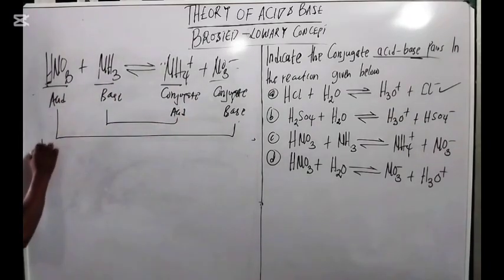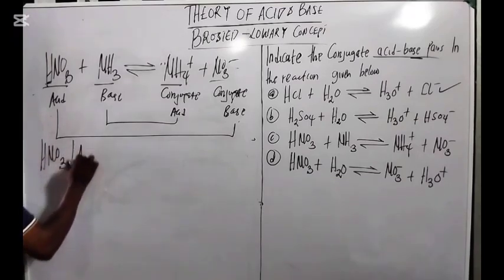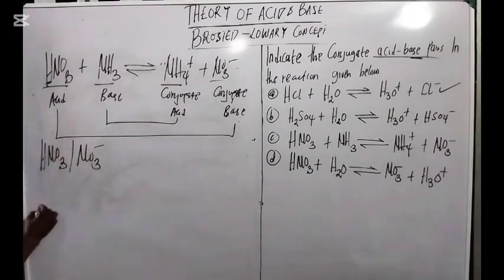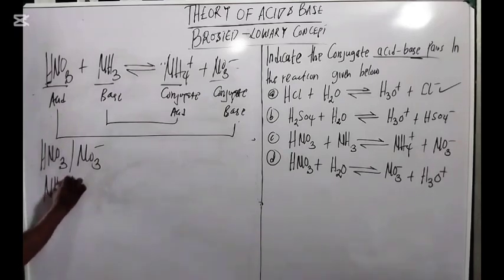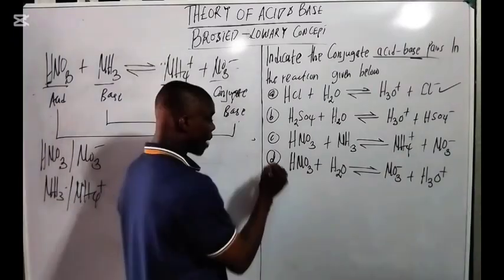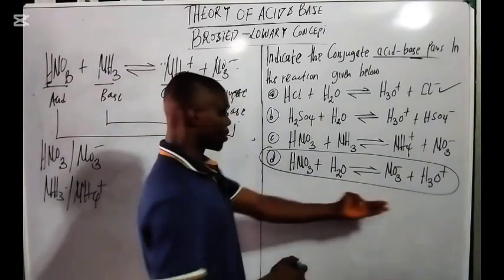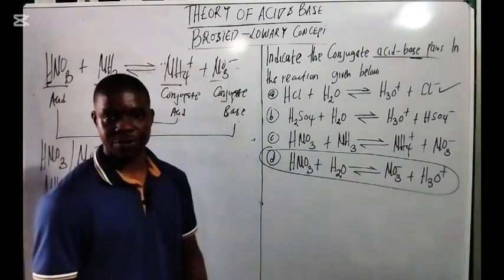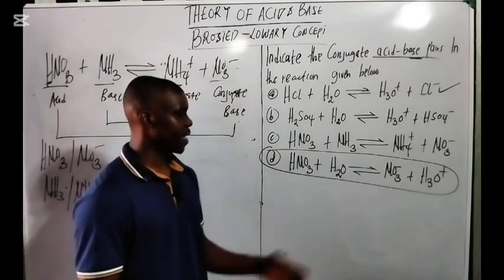So we have HNO3 slash NO3 minus, and you have NH3 slash NH4 plus. I believe you can do this one for me. Go ahead and try it for me. What are the conjugate acid base pairs?